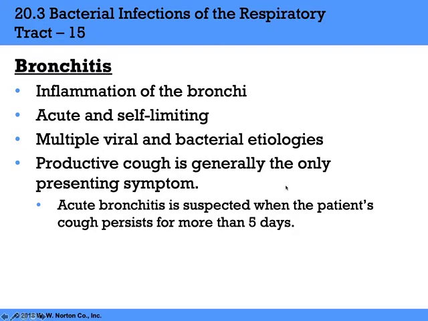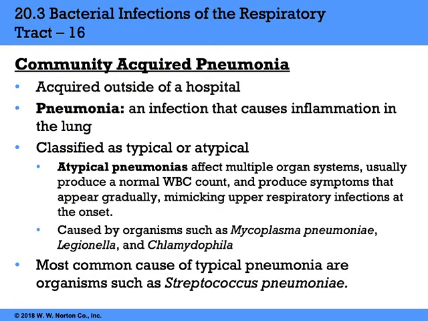Bronchitis is just a blanket term meaning inflammation of the bronchi. It's usually self-limiting and has both viral and bacterial causes. It is going to generate a productive cough, so that means that you're going to have mucus in your cough. Acute bronchitis is suspected when the patient's cough persists for more than 5 days.